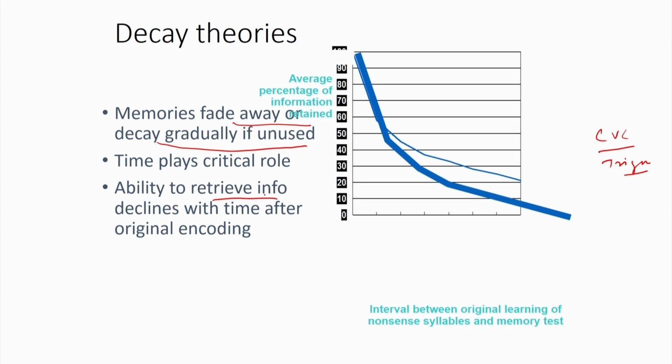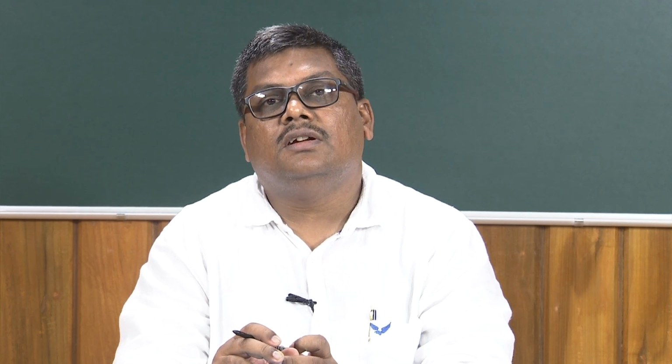The ability to retrieve information declines with time after original encoding. As more and more time passes and you are not retrieving this information, decay will lead to forgetting. So, let us say at some point of time you learned something, Sanskrit for example. If you learned Sanskrit in your earlier classes, in class 7, 8, and have not used it because you didn't follow it, you tend to forget samas or some other grammar of Sanskrit. You do not tend to remember how the sandhi is made.